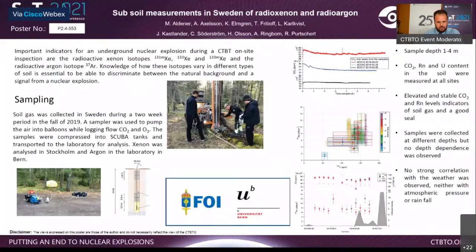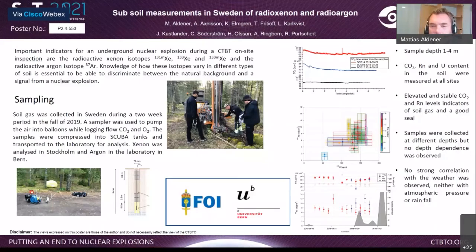Okay. So in the second poster, we present measurements of the naturally occurring background of radioxenon and radioargon in subsoil gas measured in Sweden. This work is a joint collaboration between FOI and University of Bern. And the reason we do this is that detection of radioactive noble gas in the subsoil is an important part of an on-site inspection. It is important to have knowledge of the naturally occurring background of these isotopes to discriminate from a nuclear underground explosion.